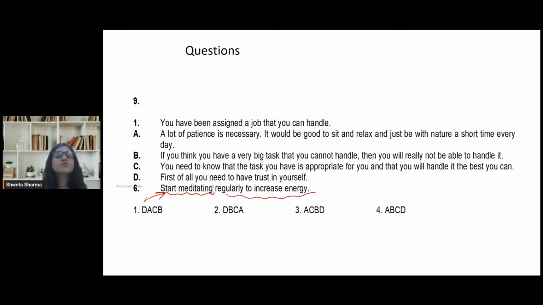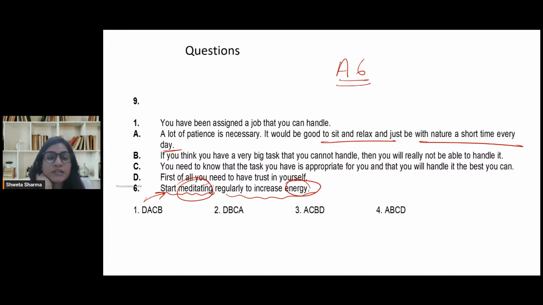Which sentence do you think vibes with this particular sentence? We're talking about energy here. We talk about meditating regularly. And here it says a lot of patience is necessary. It would be good to sit and relax, just be with nature a short time every day. So you can connect A with 6. Can you see this? Similarly, can you try which sentence should follow 1?